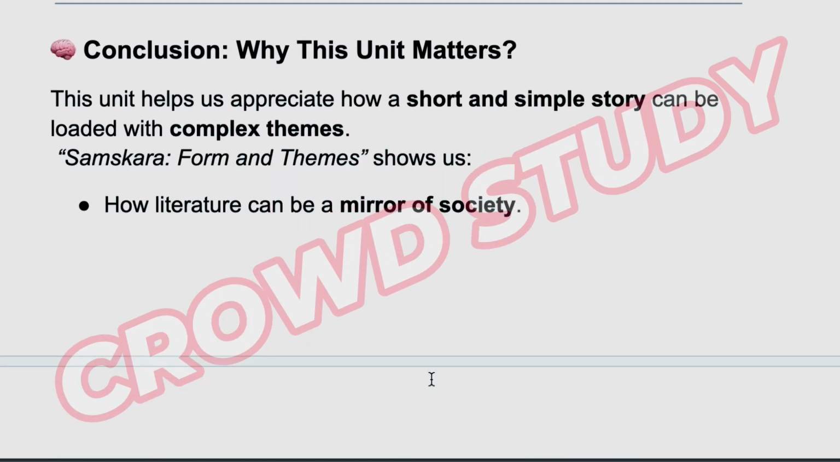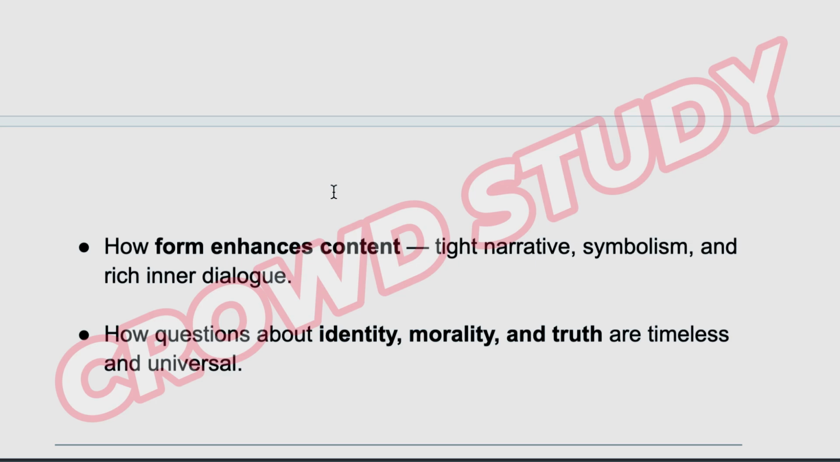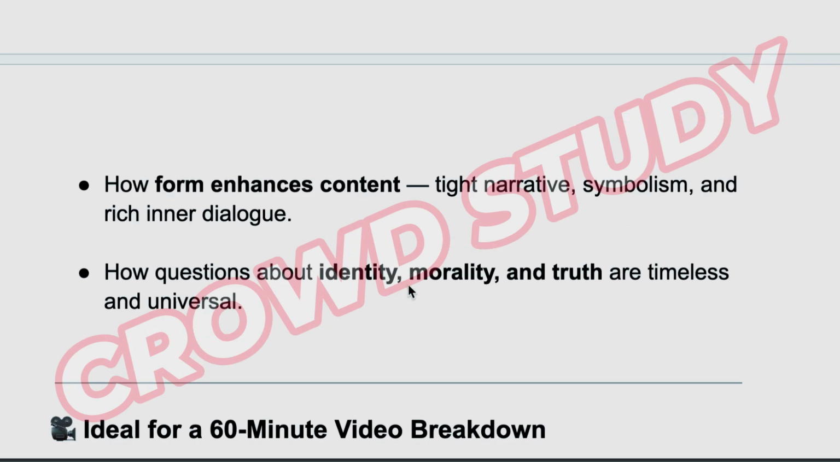In conclusion, why does this unit matter? This unit helps us appreciate how a short and simple story can be loaded with complex themes. Samskara, form and themes, shows us how literature can be a mirror of society, how form enhances content, tight narrative structure and rich inner dialogues, and how questions about identity, morality and truth are timeless and universal.